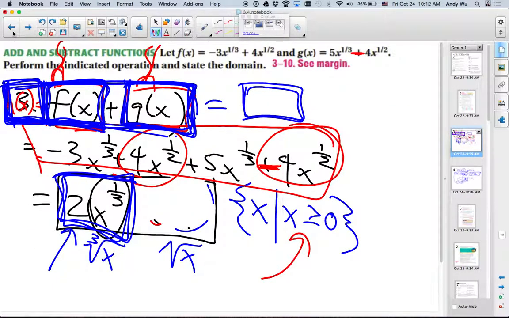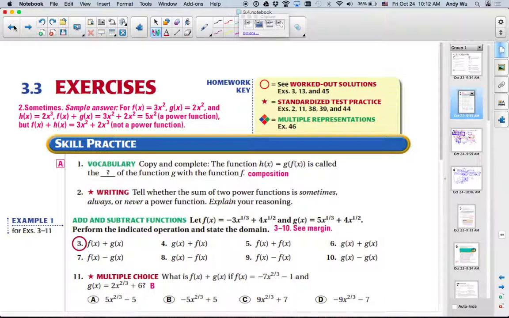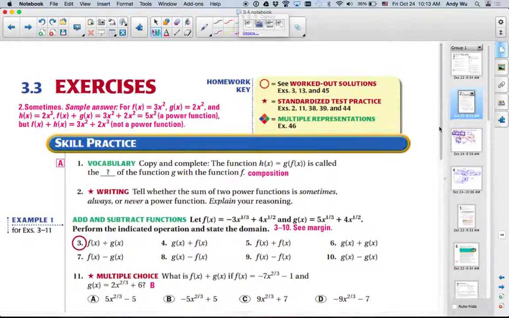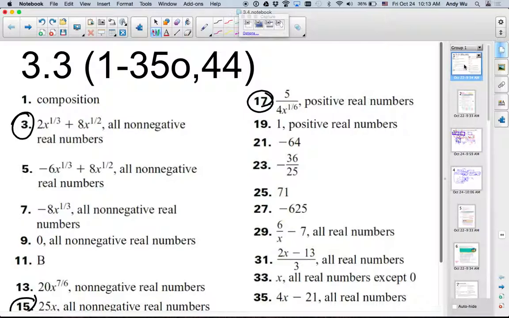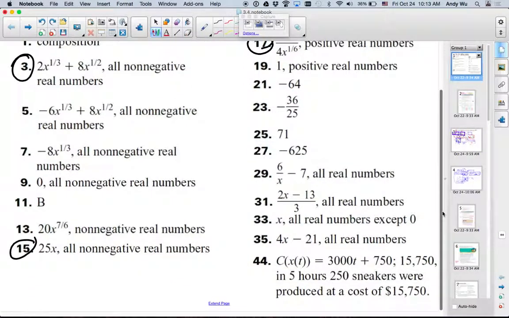Any other questions on the homework? That was number 3. We have 15. After you explain number 3, the last one. Perfect example, right? You multiply it out, the square disappears. You have 25x, but your domain is still greater than or equal to 0. That's the answer they give you for 15: all non-negative real numbers.